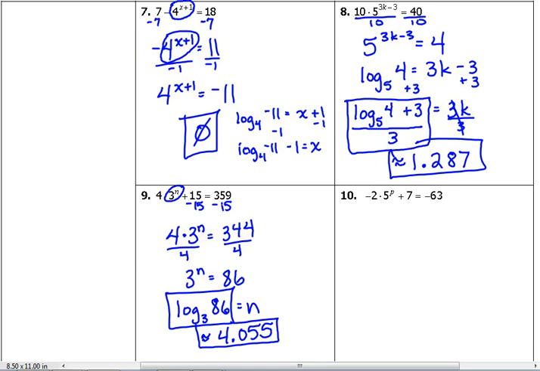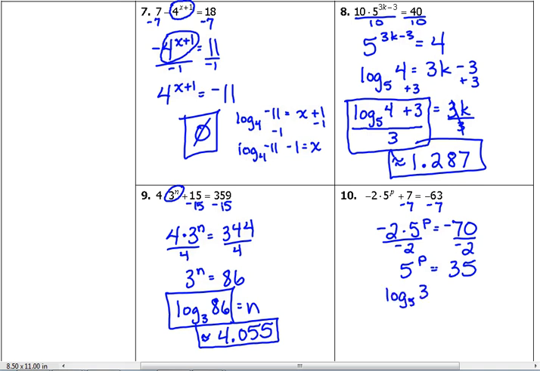Number 10. Subtract 7 from both sides. Negative 2 times 5 to the p equals negative 70. Not looking good so far because it's equal to a negative number, but this will remedy it. Dividing both sides by negative 2 gives us positive 35, so we're in the clear. Log base 5 of 35 is equal to p.